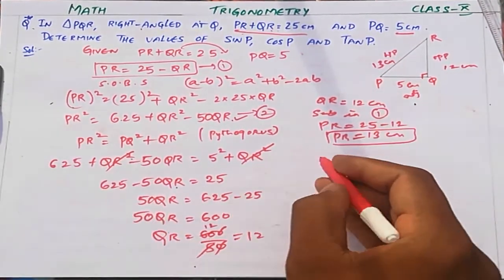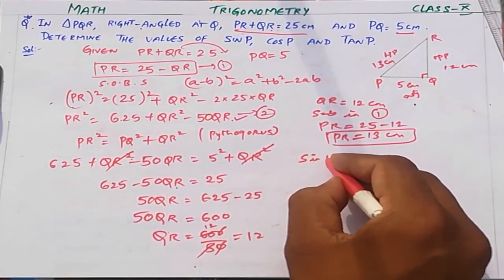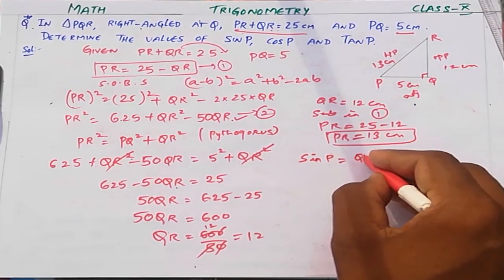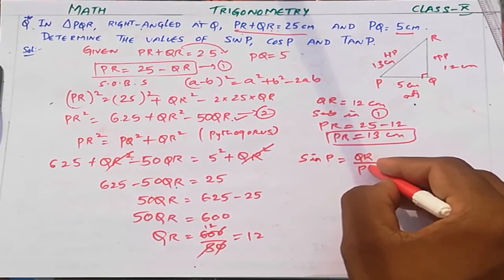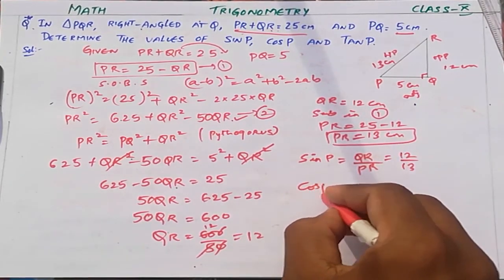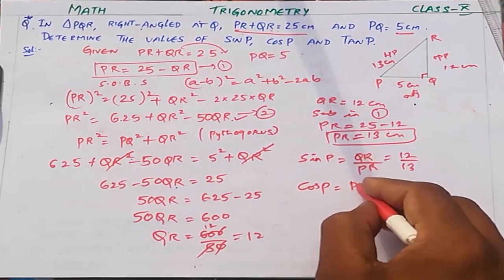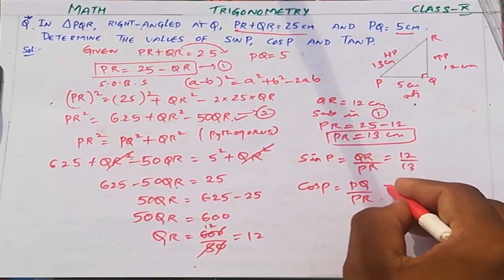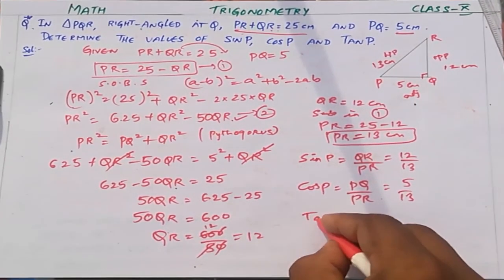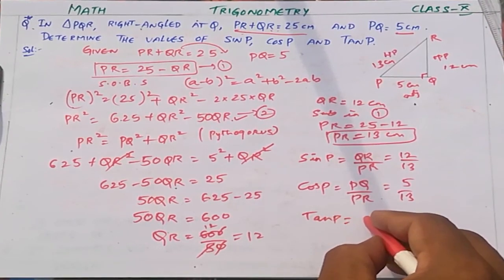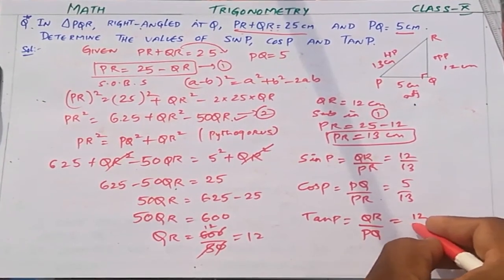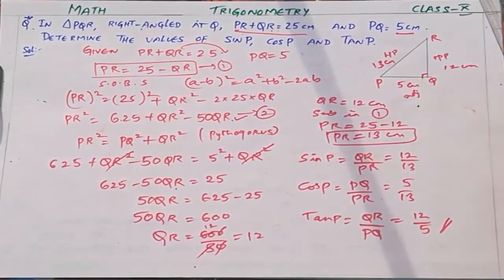Sin P. What is the formula? Sin P is opposite QR by hypotenuse PR. So 12 by 13 is the sin P value. Then cos P. Cos P is adjacent PQ by hypotenuse PR equal to 5 by 13. Then tan P is opposite by adjacent, so QR by PQ, which gives 12 by 5. So in this way we need to find out all the values of sin P, cos P and tan P.